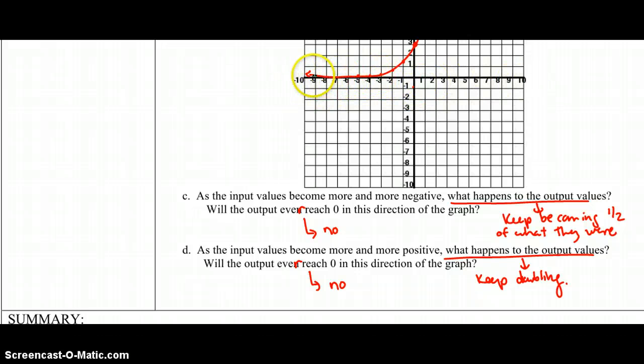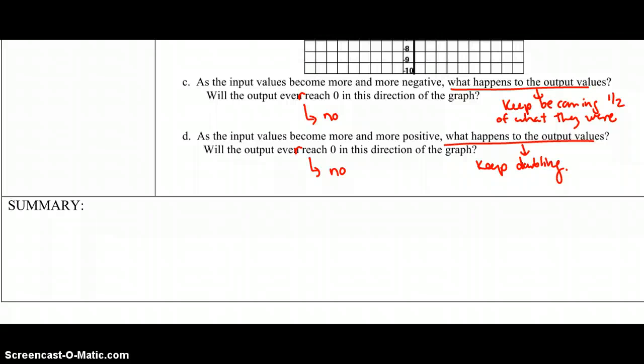In this direction, we keep becoming half as much as what we were, and in the positive direction we keep having our values double. Okay, this graph is never going to cross our x-axis.